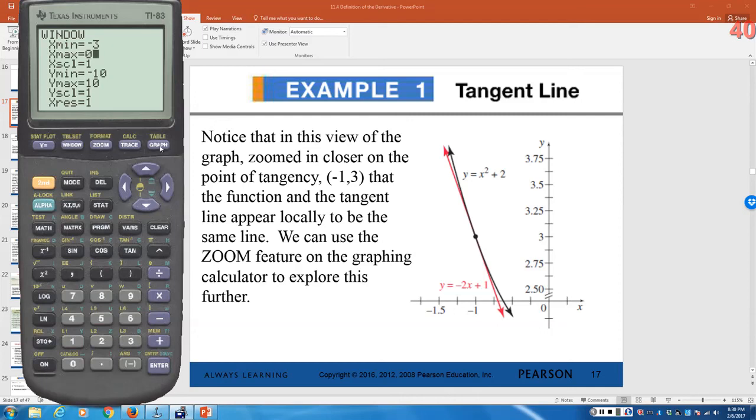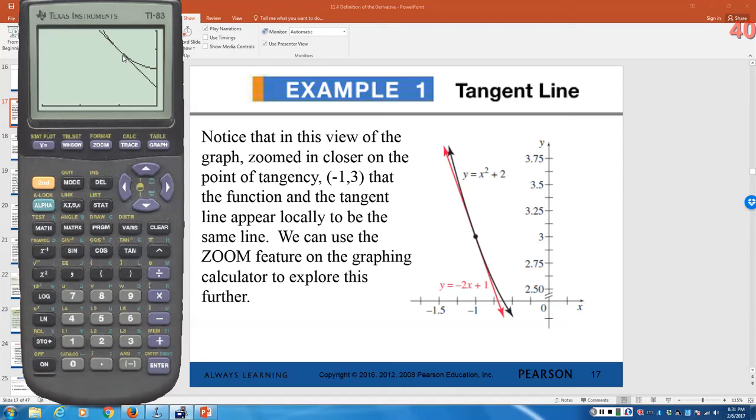I only want to see the top quadrant, so I don't need any negative y values, and I don't need to go any higher than probably 4. So I've considerably narrowed down the window, and there comes your tangent line. Now notice this part of the graph right here. Those two are so close in and around that point of tangency that in this viewing window, they appear to be touching in more than one point.